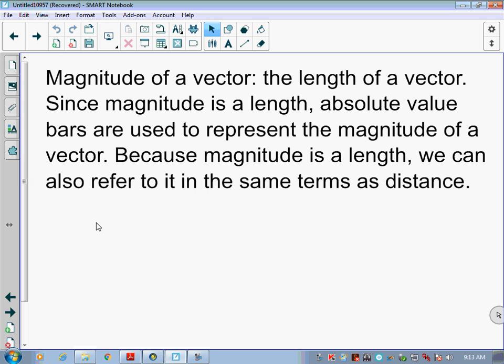Okay. Magnitude of a vector. This is a little frustrating for me because they change the terminology here, which seems somewhat unnecessary, but let's read this. Miss IL, have I had you read yet? All right, tell me what the magnitude of a vector is. The length of a vector. Since magnitude is a length, absolute value bars are used to represent the magnitude of a vector. We can also refer to it in the same terms as distance. Absolutely.